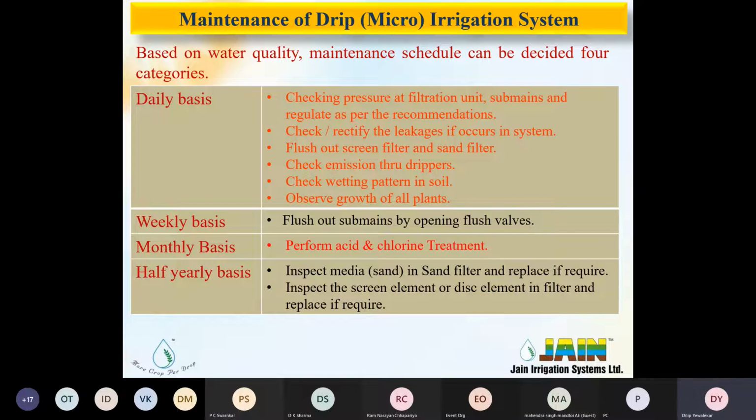Inspect the screen and disc element in the filter, and if it is damaged, replace it if required. Normally the sand media and the screen element do not get damaged immediately. The life is more than 5 to 7 years, even more than 10 years. But you still have to inspect the media inside, just like a car requires maintenance, where you check the oil level. In the same way you have to check the sand level in the system.